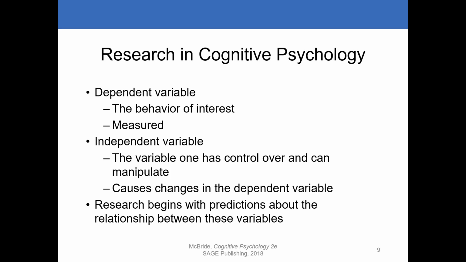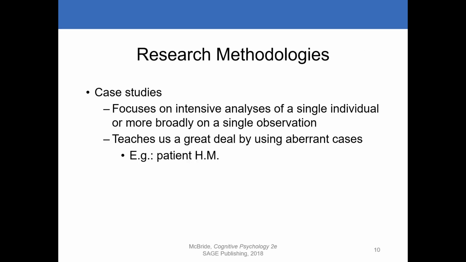A couple other terms that you have to note are what a dependent variable is. That's the variable that we are interested in, the one that actually is being measured. The other term you have to know is the independent variable, and that's the variable that we manipulate or have control over, and it causes the change in the dependent variable. And all research begins with predictions about the relationship between these variables. So know these terms, dependent and independent variables.